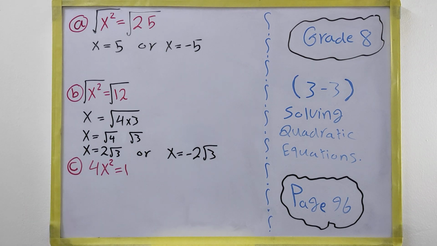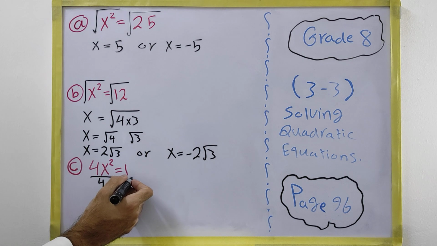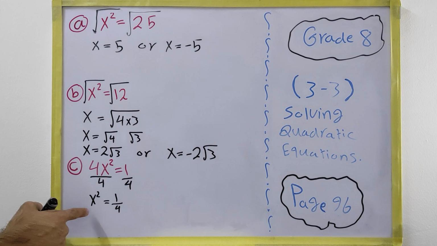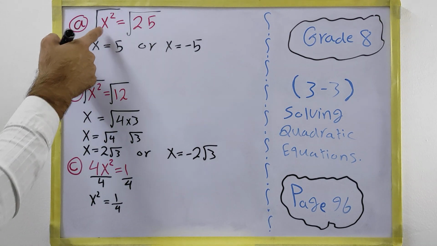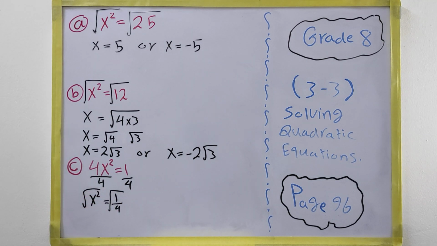The last one that we have here is 4x power 2 equals 1. In this case we have a number with the x power 2. For this case, at first we have to cancel this number. How can we cancel it? Whichever number we have with the x, we divide both of the sides by this number. Now x power 2 equals 1 over 4. Here we have x power 2 like the others. We can take the square root of both of the sides.